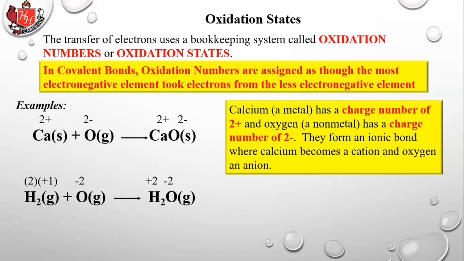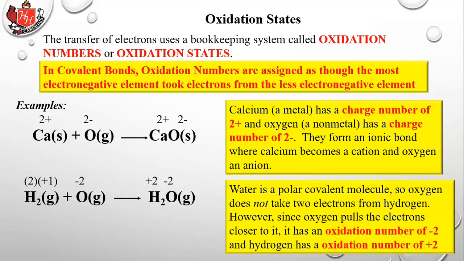So we treat a covalent bond as though it's ionic, and as though the most electronegative element here, that would be oxygen, totally pulls the electrons away from the least electronegative element, hydrogen. So let's read this. Water is a polar covalent molecule, so oxygen does not take 2 electrons away from hydrogen. However, since oxygen pulls the electrons closer to it, it has an oxidation number of -2, and hydrogen has an oxidation number of +2.